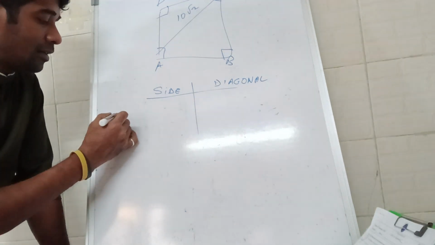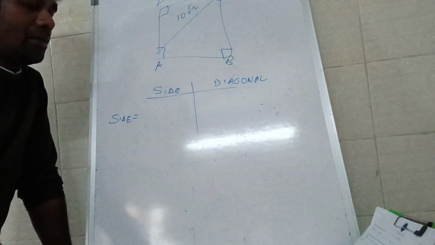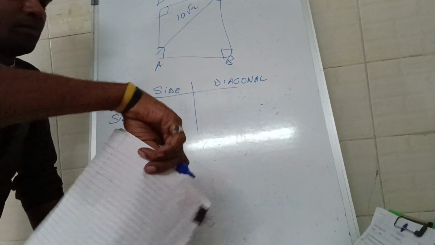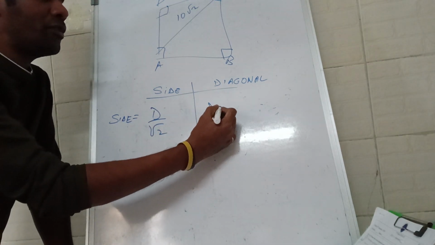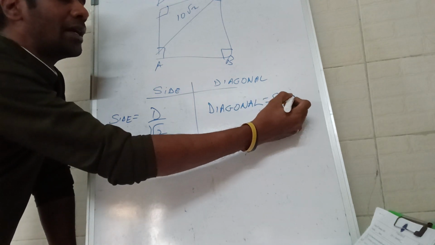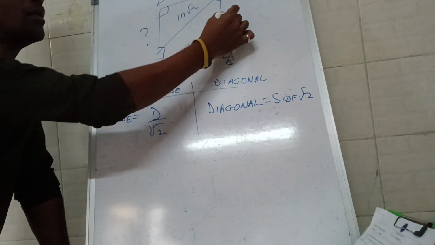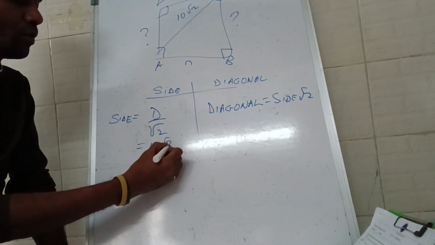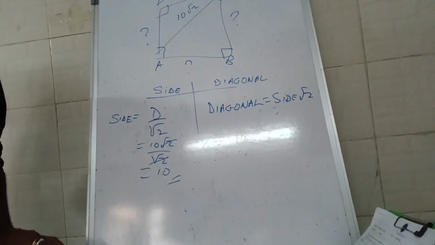The formula for side is diagonal upon root 2. And if I have to find a diagonal, the diagonal is side root 2. Now here I have to find the side. Side means diagonal upon root 2, that is 10 root 2 upon root 2, where root 2 will be cut. My answer will be 10 units or centimeters whatsoever.